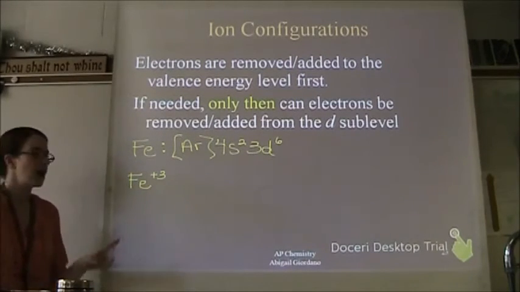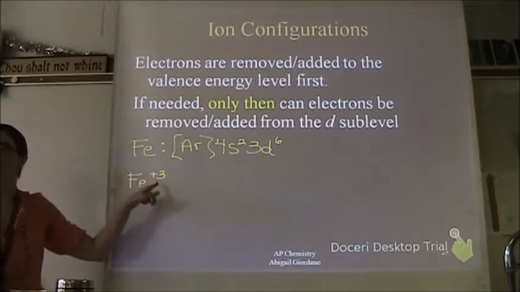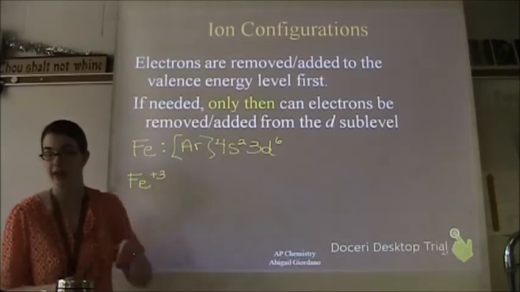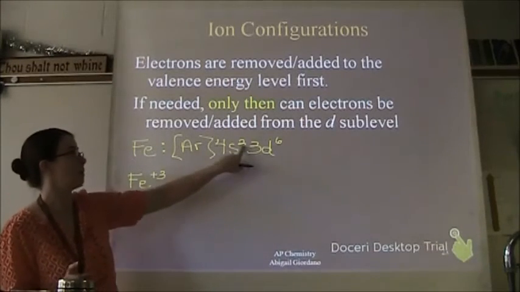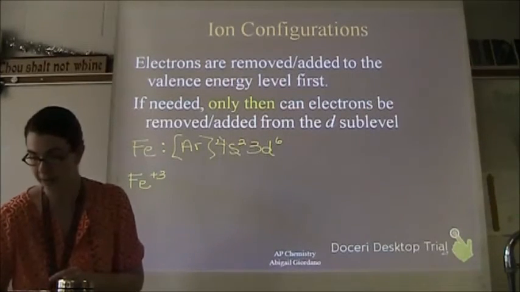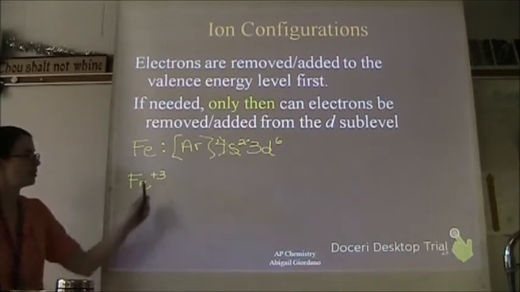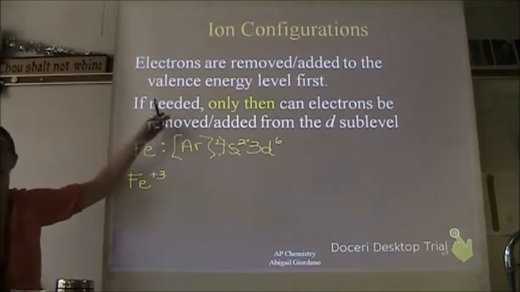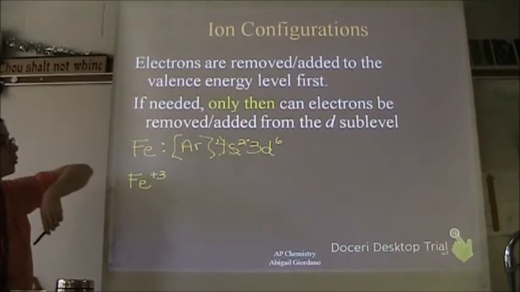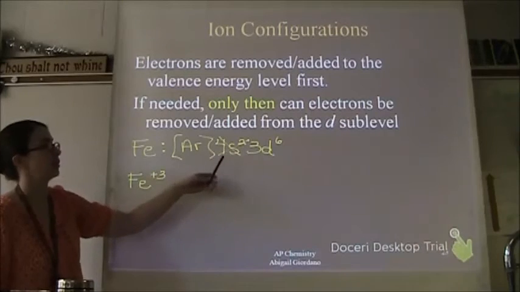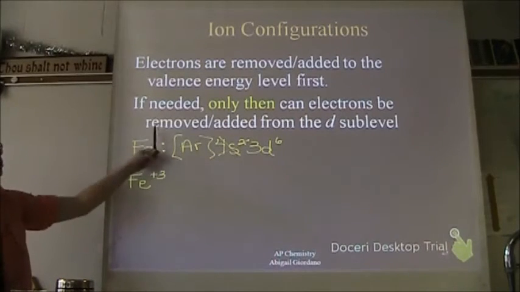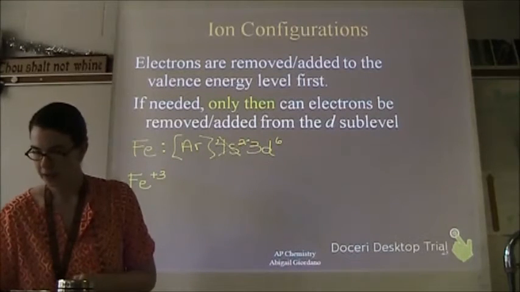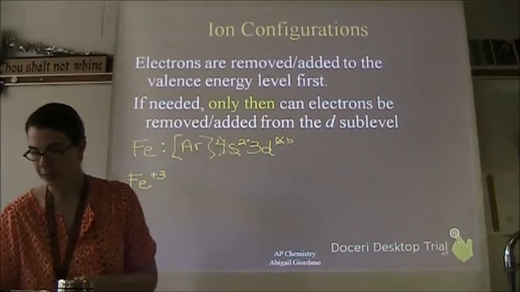4. I need to take away 3 electrons. Where am I going to pull them from first? I'm going to pull them from 4s. I'm going to pull both of those electrons. Gone. But I still need to take one more. And look what it says. If needed, and only then, once you've taken away from the valence level, only then can electrons be removed from the D sublevel. So this isn't going to be 6 anymore, it's going to be 5.